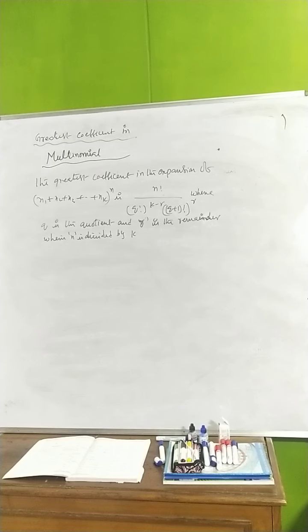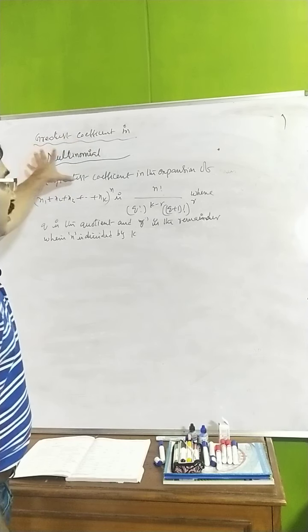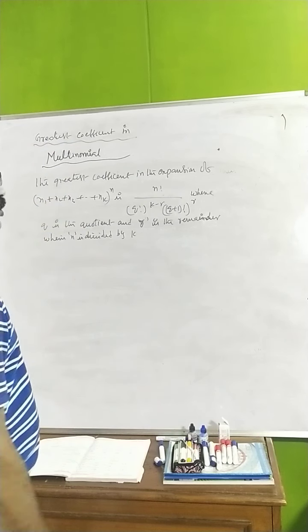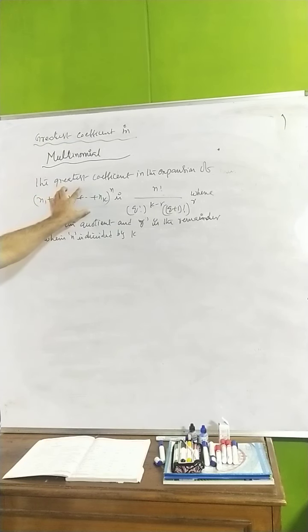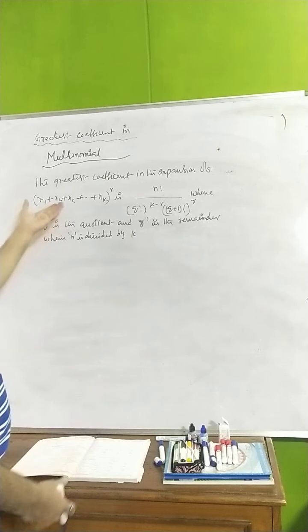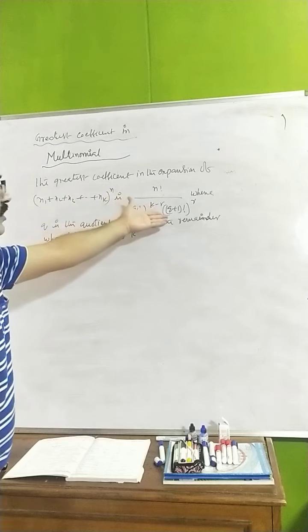Okay, now you see here, we came to the last point of multinomial theorem. You see, the greatest coefficient in multinomial. How to find the greatest coefficient? So this is the multinomial given. The greatest coefficient is this one. Now here, if the multinomial is given, the greatest coefficient like this we are getting.